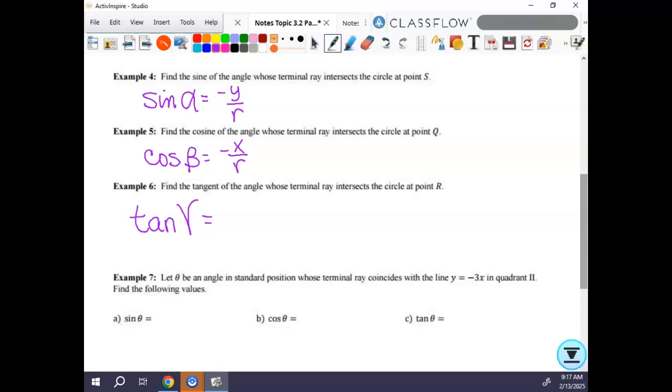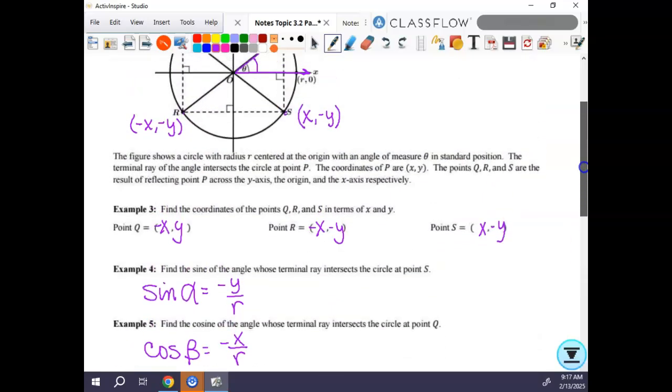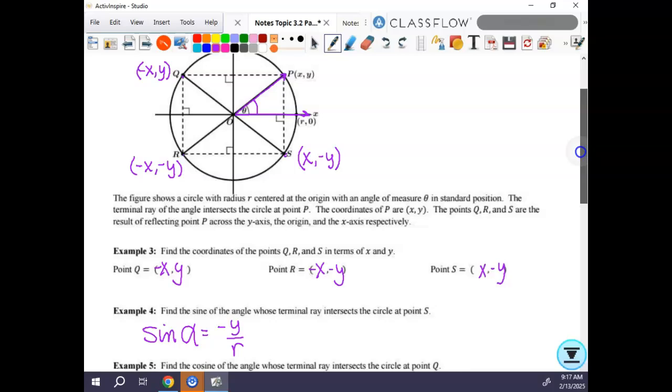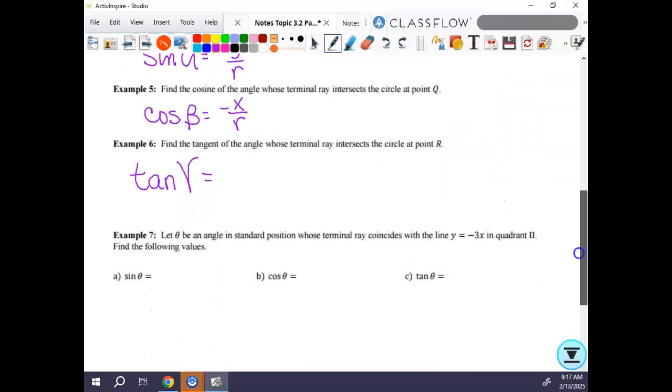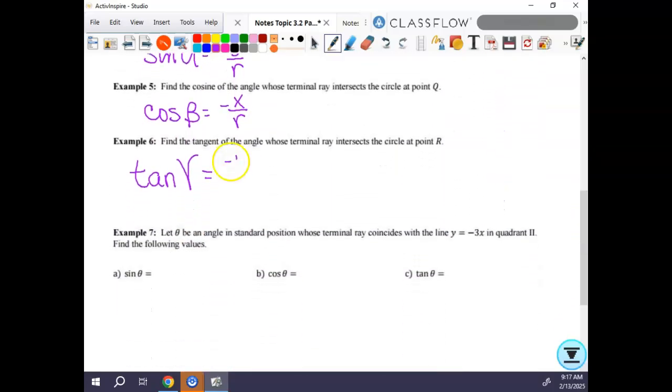All right, so then point R, where is point R? Point R is negative x, negative y, so tangent is y over x, so it's going to be negative y over negative x, and that's going to give me just y over x.